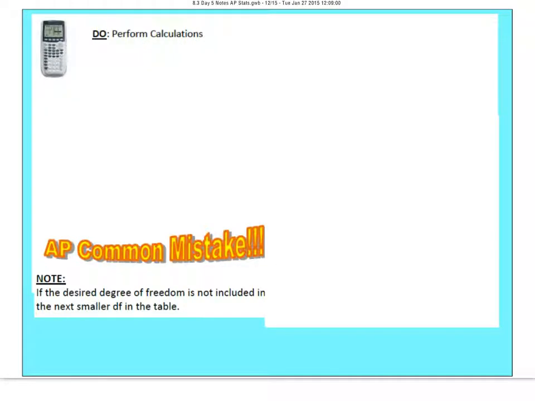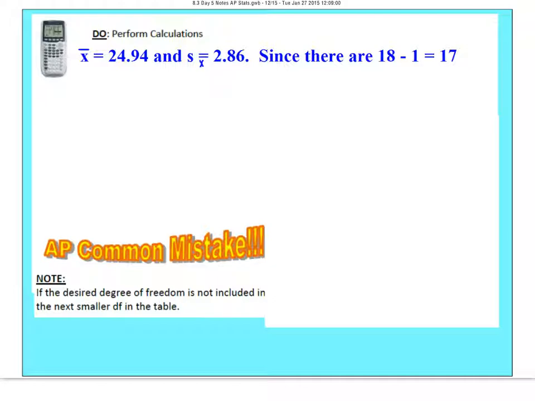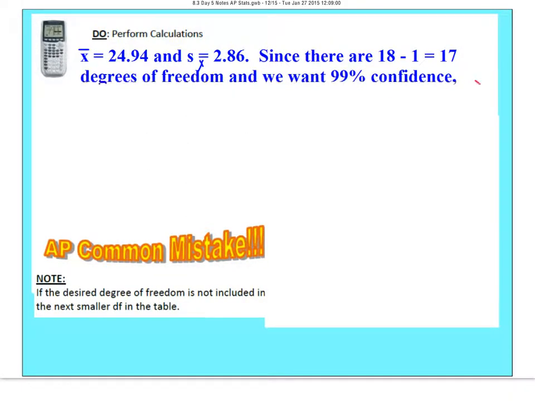On the do portion, we're going to take that data. In my calculator, I can put the data in list 1 and do one variable stats to get the mean number of squares and the standard deviation. By the way, right here, let's not forget to talk about the degrees of freedom. For this, we have 17 degrees of freedom, and we want 99% confidence.